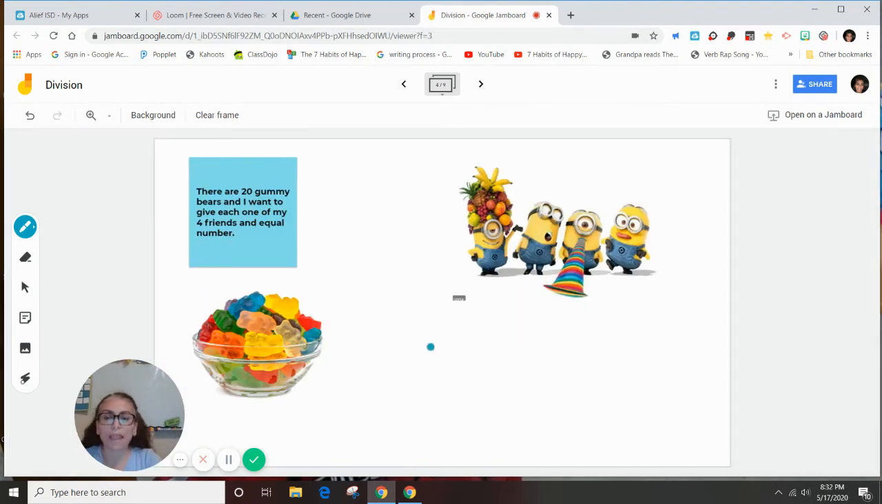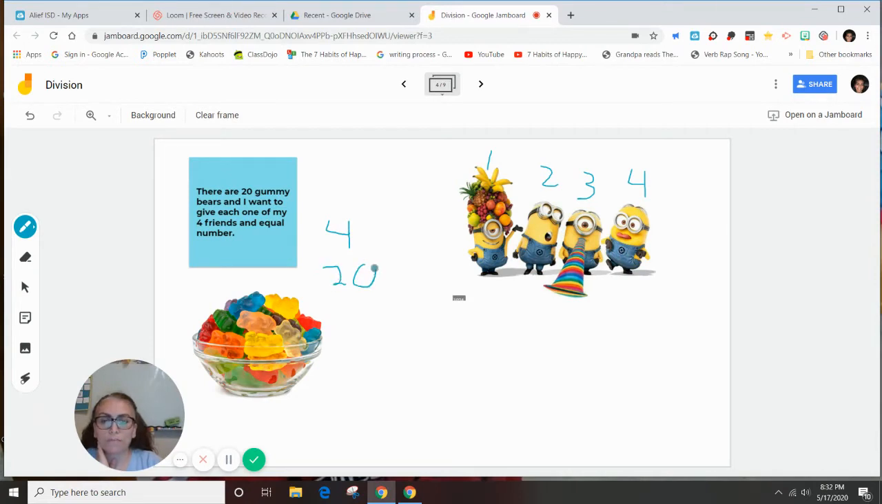I have a word problem here, and this is telling me there are 20 gummy bears. They're giving me an amount, and I want to give each one of my 4 friends an equal number of gummy bears. So let's see. I have 4 friends right here. 1, 2, 3, and 4 friends. Now I know my information is that I have 4 friends, and I need to divide those 20 gummy bears.